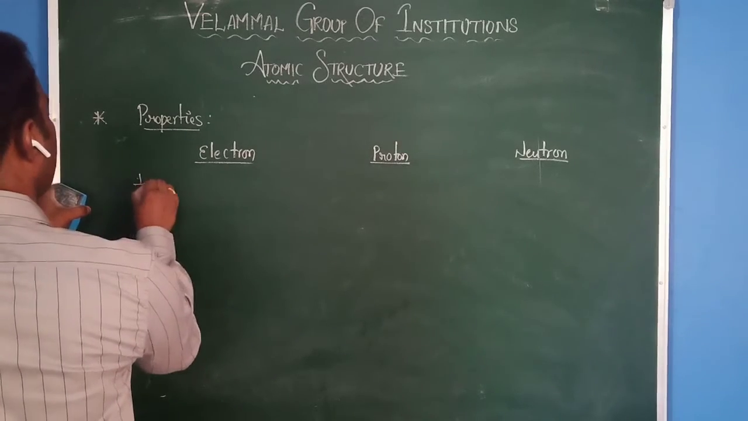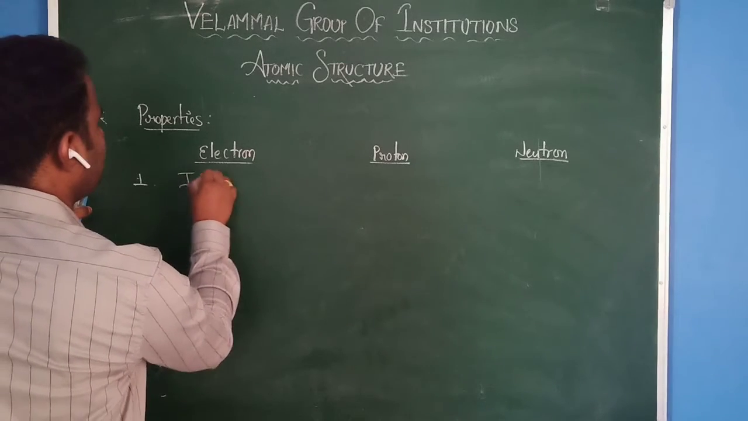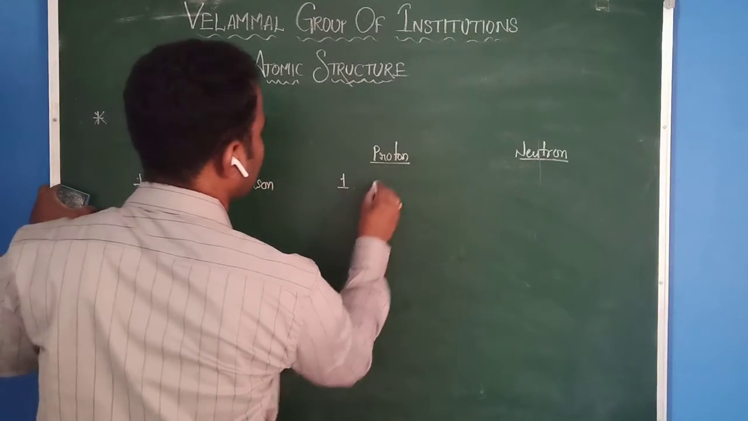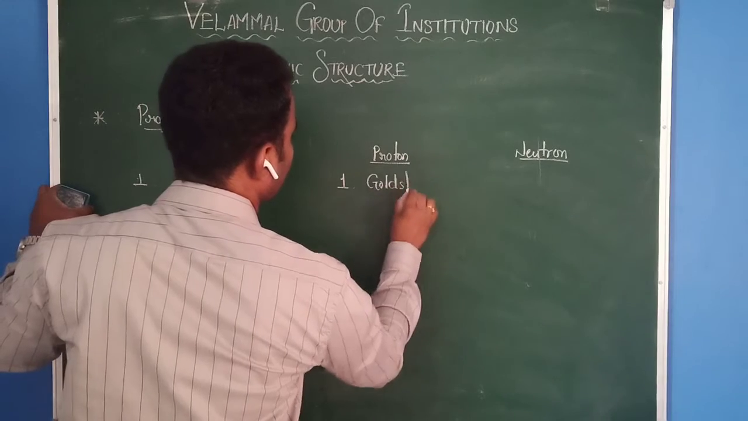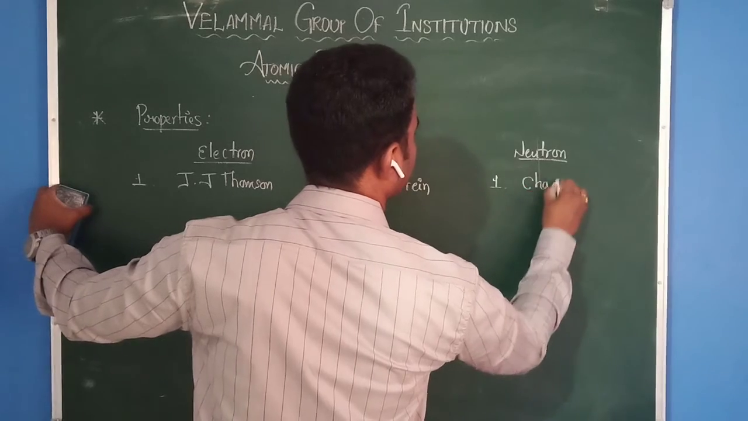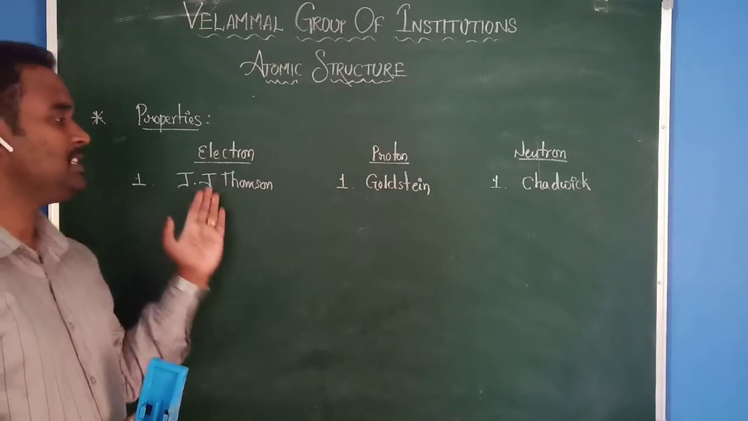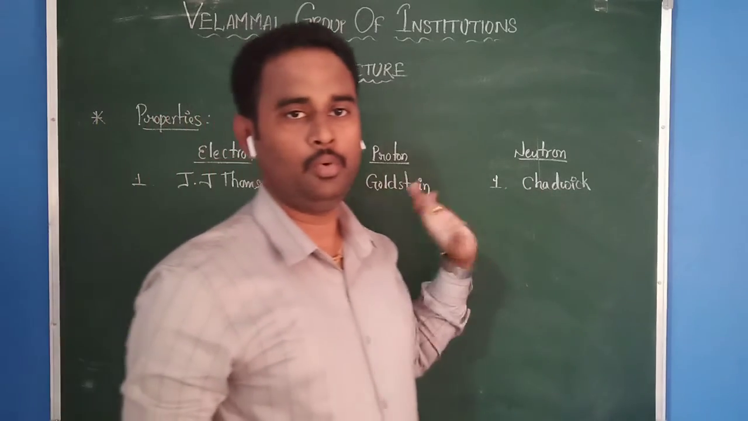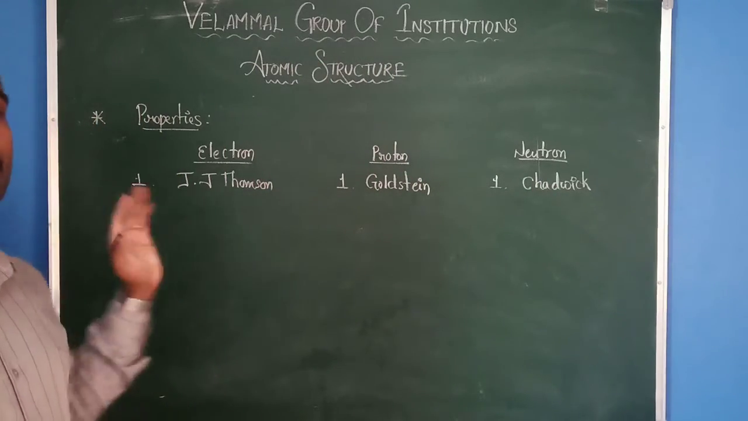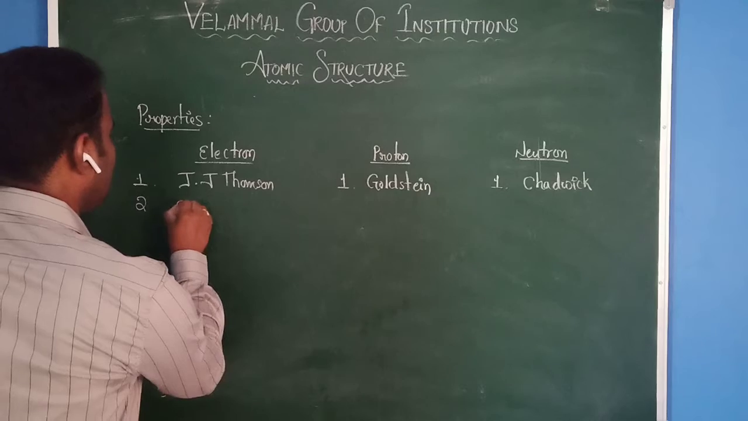The first one: who discovered the electron? J.J. Thomson. Who discovered the proton? Goldstein. Who discovered the neutron? Chadwick. Don't get any confusion, this is very important. J.J. Thomson discovered the electron, Goldstein the proton, and James Chadwick the neutron. Just remember, these are very easy. Don't confuse anything here. The second point: electron is what charge? Negatively charged.